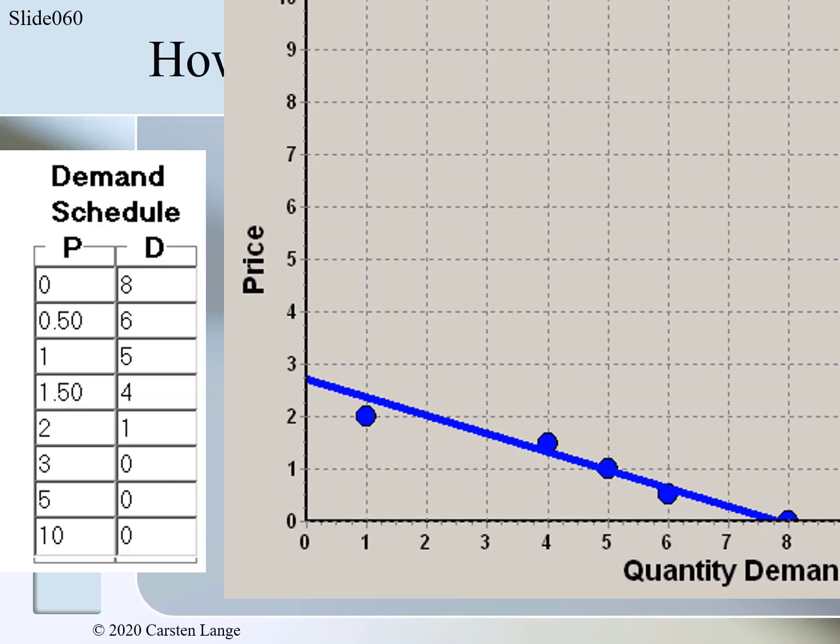If the price is 1, the demand schedule shows that my personal demand for Coke would be 5 cans of Coke. Actually, the demand curve will show almost the same. We choose the price of 1 on the vertical axis, draw a horizontal line until we reach the demand curve, go straight down and reach exactly a quantity demanded of 5.